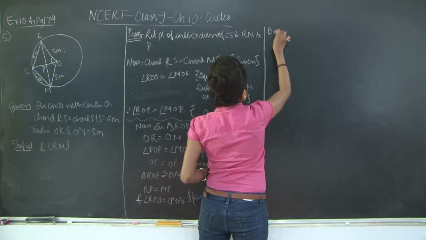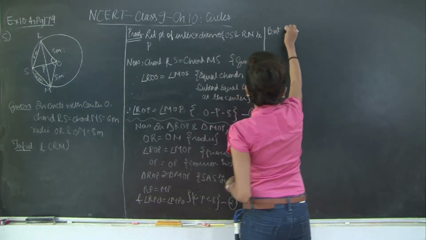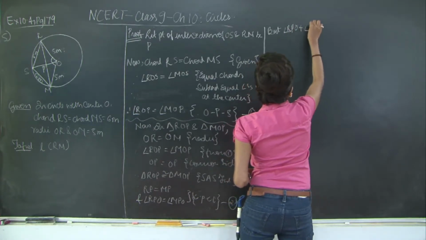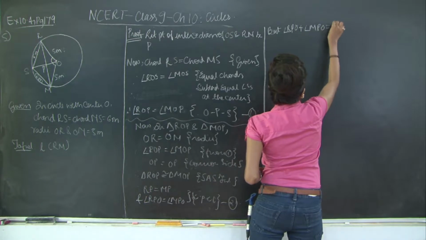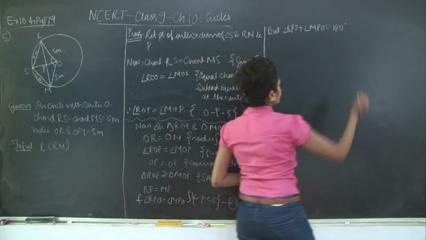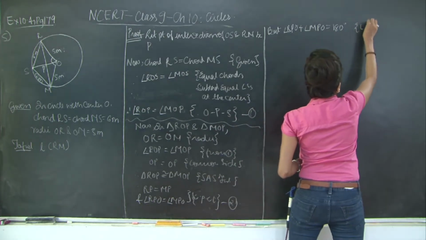But angle RPO plus angle MPO is equal to 180 degrees. Why? Because they form a linear pair. So I'll say linear pair axiom or LPA.